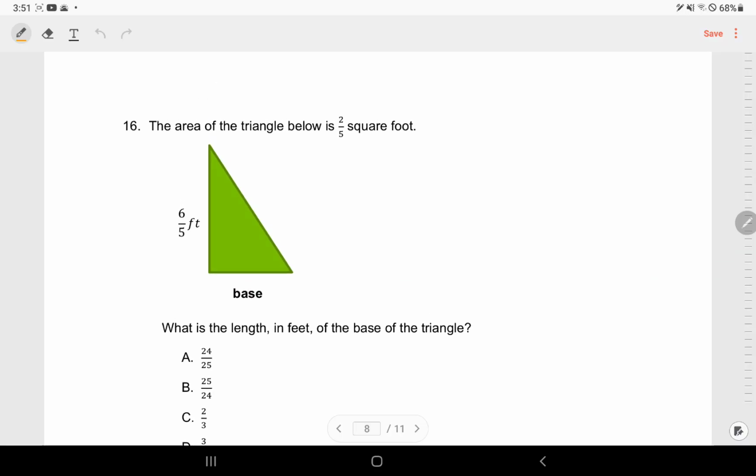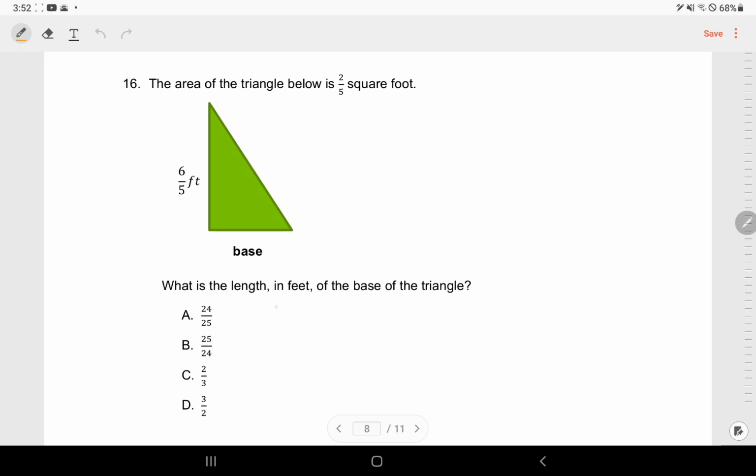Okay. 16. The area of the triangle below is 2/5 square foot. The height is 6/5. What is the base? So that means 2/5 equals the base times 6/5 divided by 2.